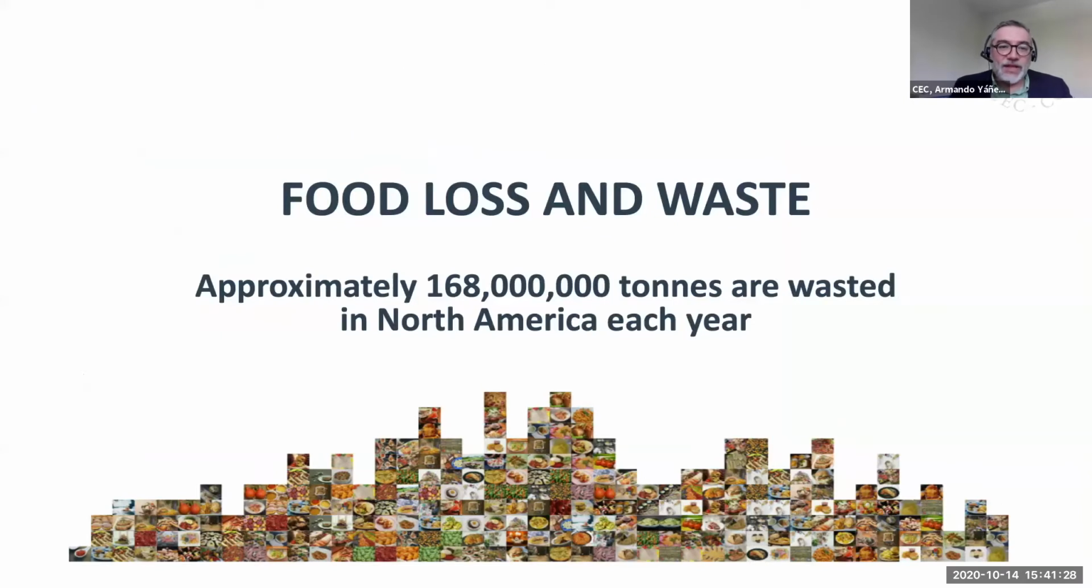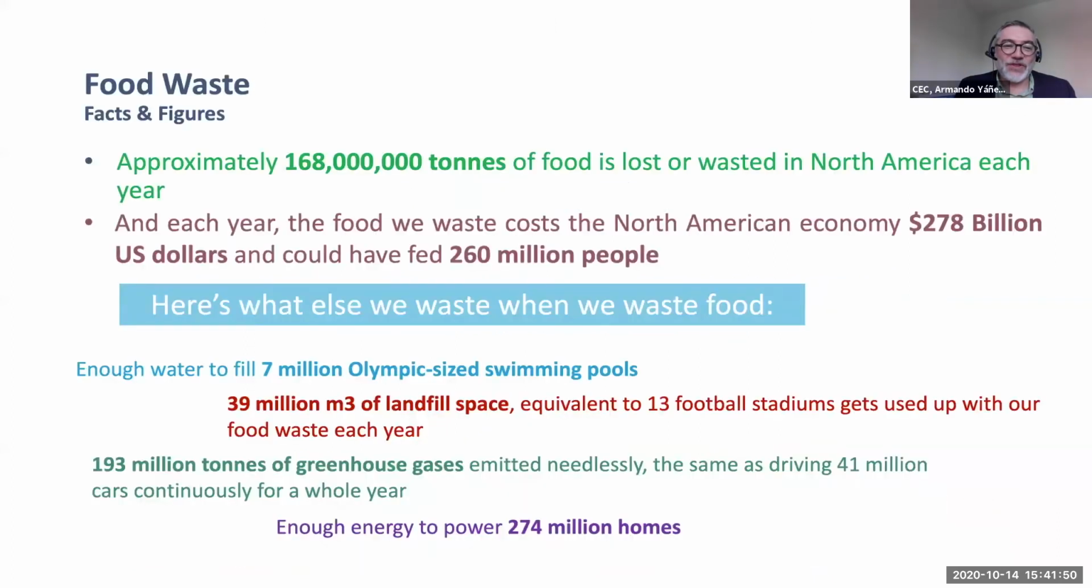Food loss and waste in North America: 168 million tons are wasted every year. And it's difficult to understand the magnitude of this number. So I'm gonna shock you with a bit of numbers now. What does 168 million tons mean? It actually means that we are wasting enough food to feed around 260 million people. That's about half the population of North America yearly. And in terms of money, it means around 278 billion US dollars every year.